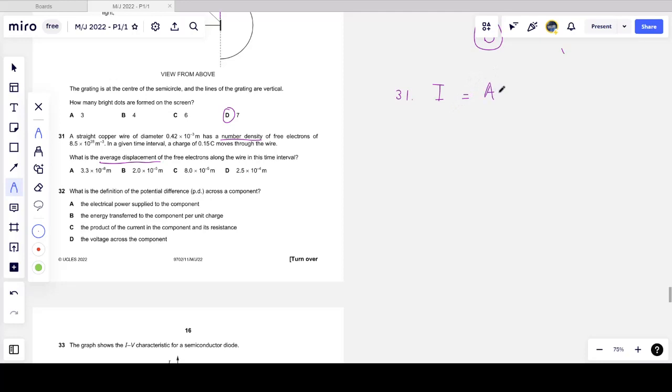I, is A times the number density, A being the surface area, the cross-section of the wire, n the number density of charge carriers, in this case electrons in the wire, v the drift velocity of charge in the wire, and e is the charge of each of those charge carriers. What I also know is that current is the amount of charge passing a point in a given time, Q divided by t. And so this is equal to Anve.